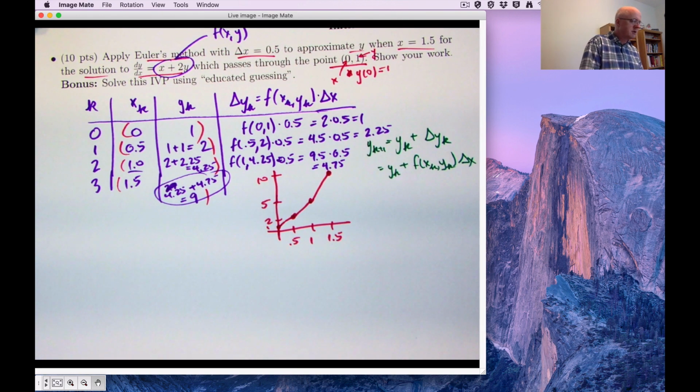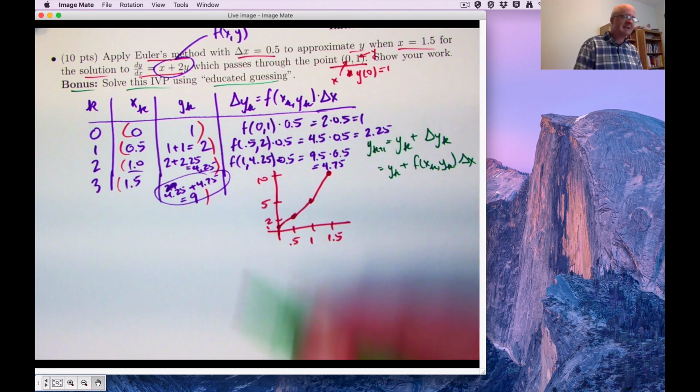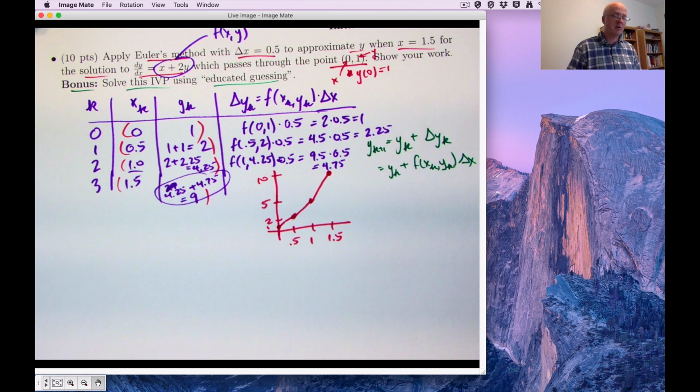That's what my Calc 2 students should be able to do, but let's do the bonus. Solve the IVP by educated guessing, though I will warn you the educated guessing here is harder than the other one.